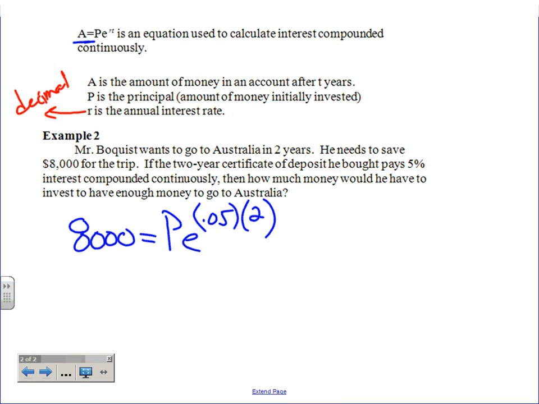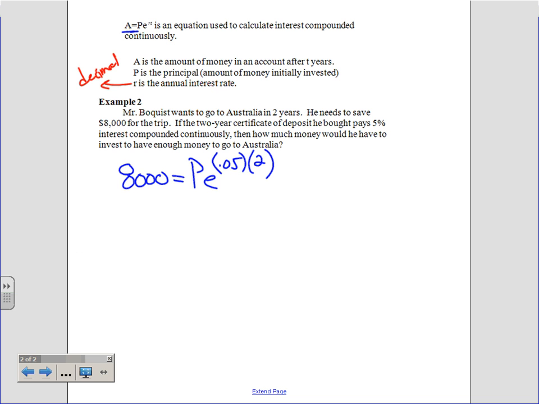So of this math right now, I'm just going to extend that down a bit. We can take this 0.05 times the 2, so we've got 8,000 equals P times e to the 0.05 times 2, which is, of course, 0.1. And our calculator can find out what e to the 0.1 is. It can do that for us. It wouldn't have a problem doing that.